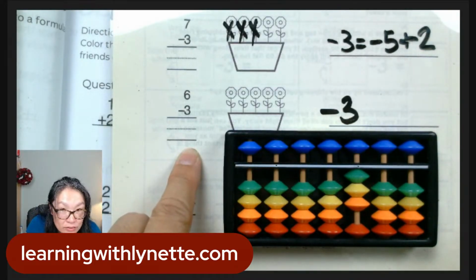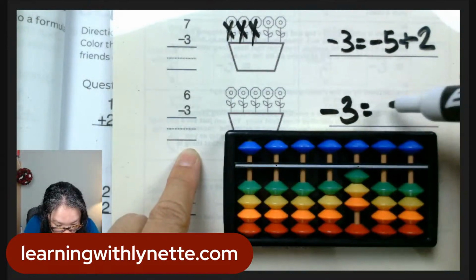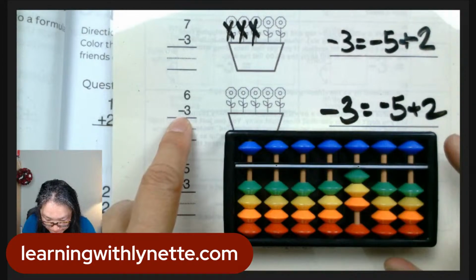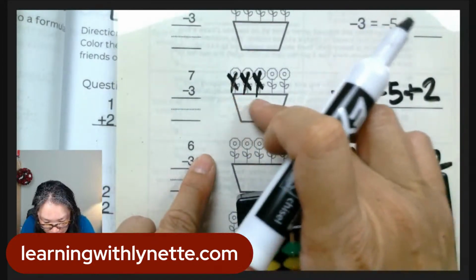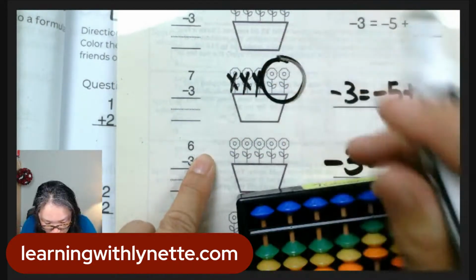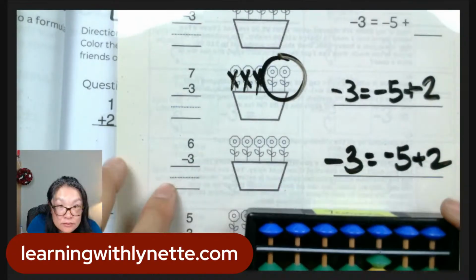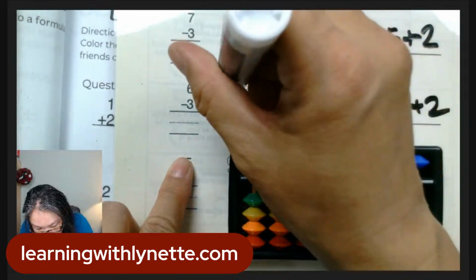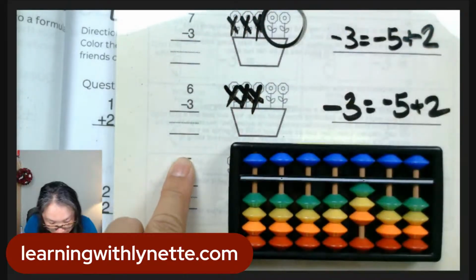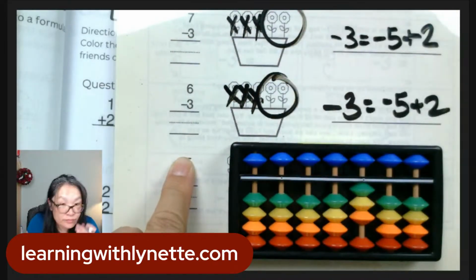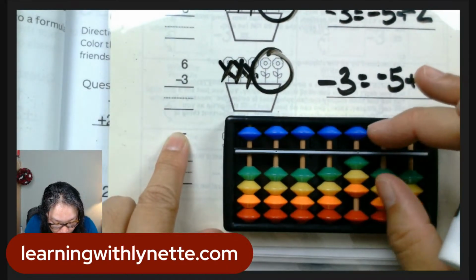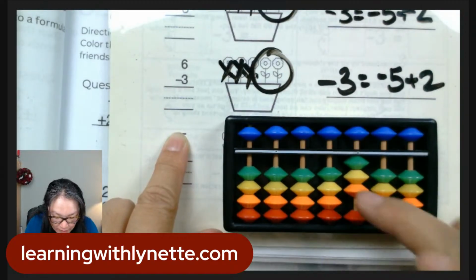I see 3. Minus the 3 is equal to minus the 5 plus the 2. We were going to take away 3, so we need to add this 2. Does that make sense? So if we need to take away 3, we're going to add these 2. So we minus the 5 plus the 2. And my final answer is 3.